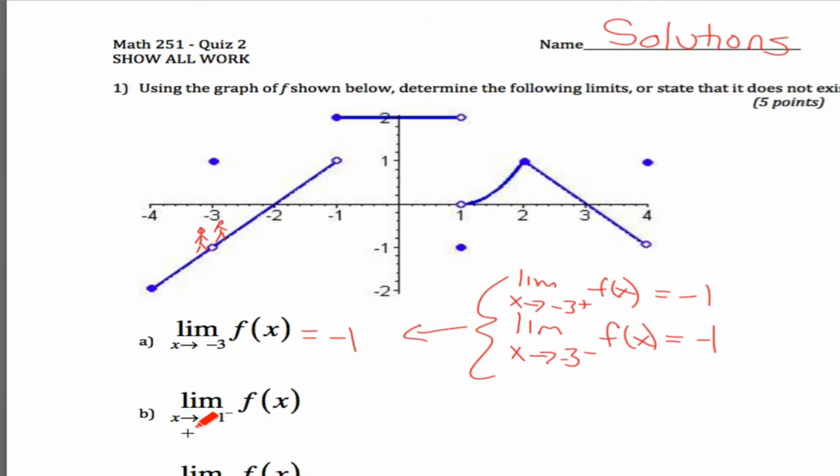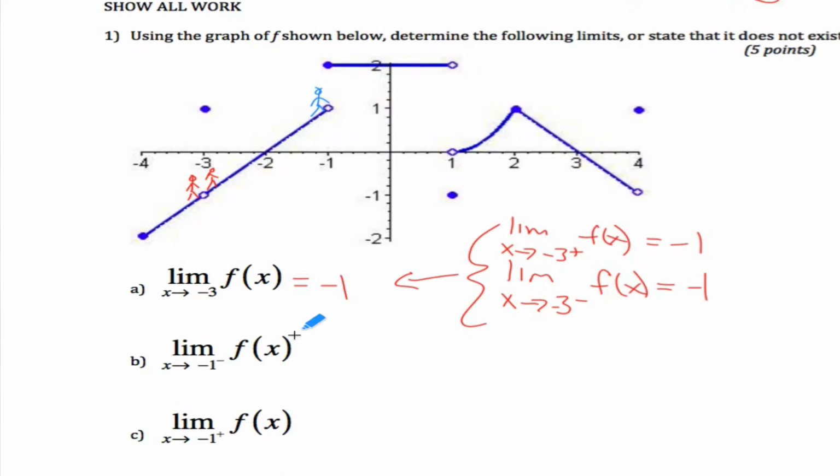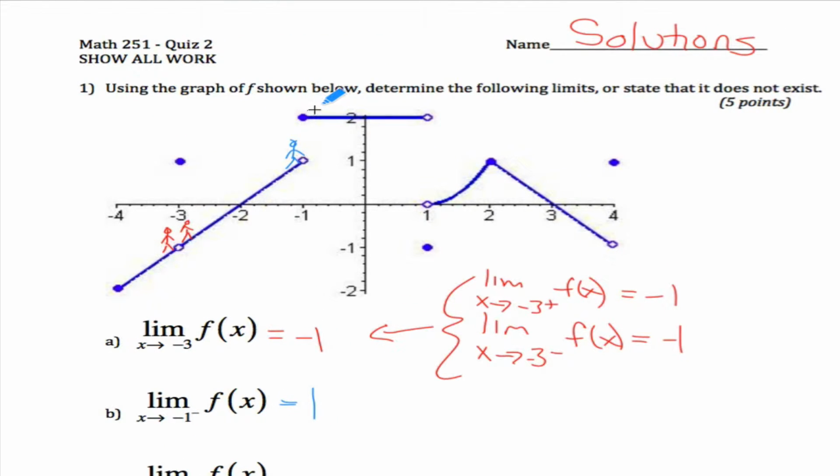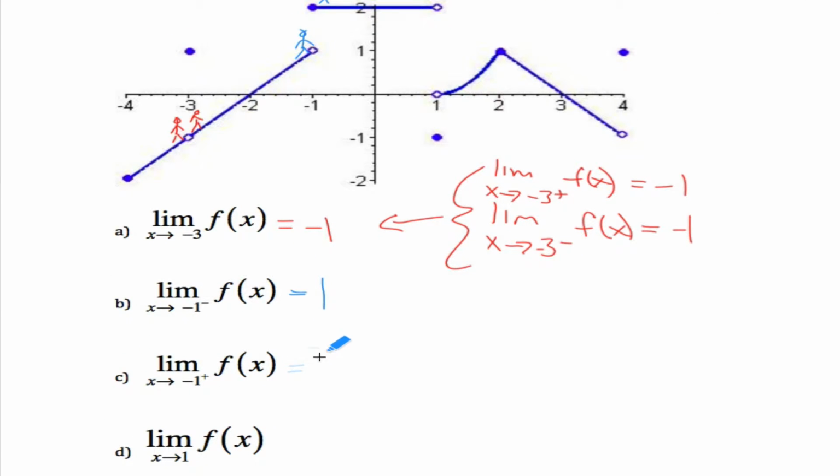Okay, now you're asked to find the limit as x approaches -1 from the negative side. Maybe I'll switch colors. -1 is right here, but from the negative side, I'm down here. I'm slightly less than -1, -1.0001 if you want. I'm standing right there, and the height is getting really, really close to 1, so that's equal to 1. What about -1 from the positive side? From the positive side, I'm slightly greater than -1, and my height appears to be 2 here. So that answers 2.